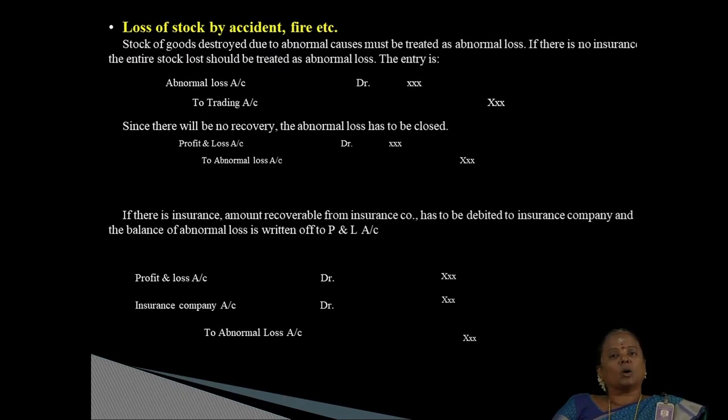Then loss of stock by fire and accident. Sometimes the goods kept in the godown are lost by fire or by theft. It is a loss to the business, and it is insured also. If it is insured, the amount can be recovered from the insurance company. So, the amount recovered from the insurance company is a gain, and the actual loss on account of loss of stock can be shown on the debit side of the profit and loss account, and the amount recovered from the insurance company is shown on the asset side of the balance sheet.